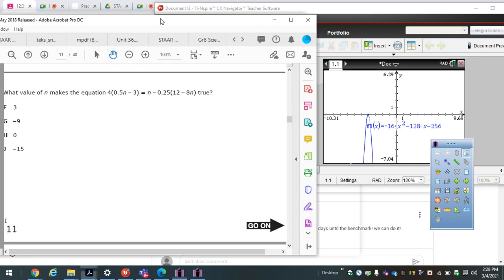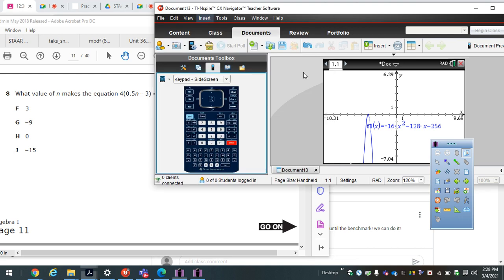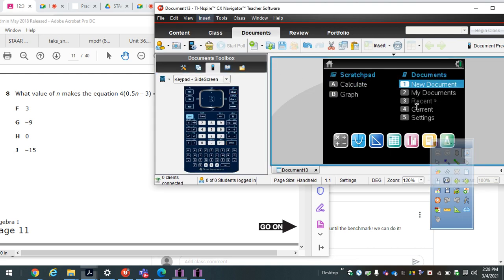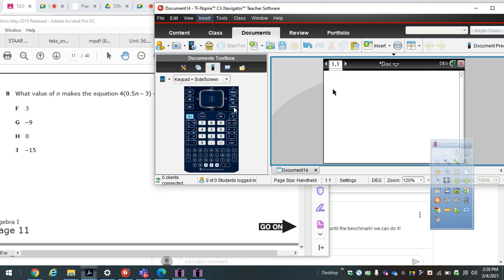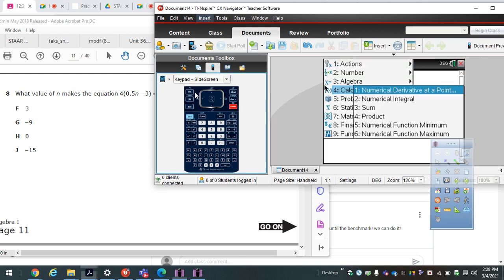Sorry, I'm confused. My window's slow. Come on here, I will turn it on. Go to new document. Go to calculator. Go to menu. I'll show you.